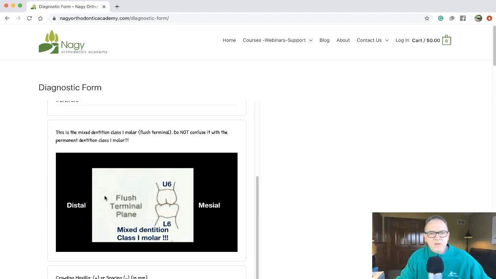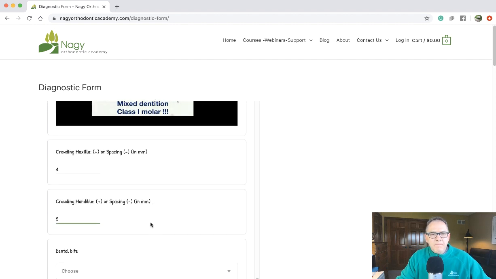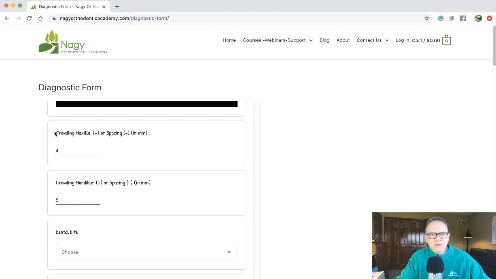Oh, and by the way, coming back here, this illustration just shows you that in a mixed dentition, a molar should be flush terminal. So don't confuse this with a permanent dentition, okay? So if a patient has mixed dentition, this actually looks like a class 2, but actually this is a class 1 mixed dentition. So if a patient is mixed dentition, and this is what you see, this is not class 2, this is actually class 1, okay? So anyway, the crowding in the maxilla comes here, 4 millimeters, crowding in the mandible comes here, 5 millimeters, okay?